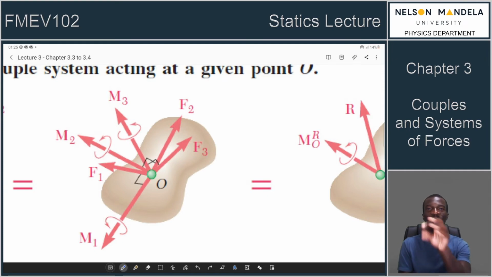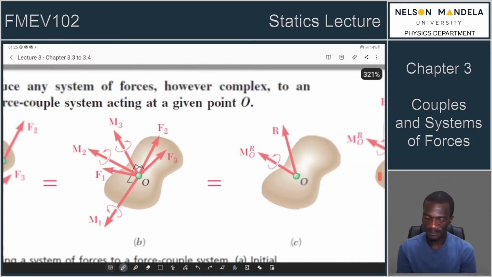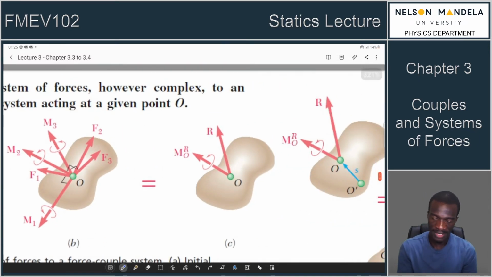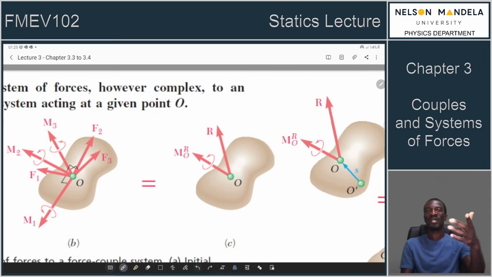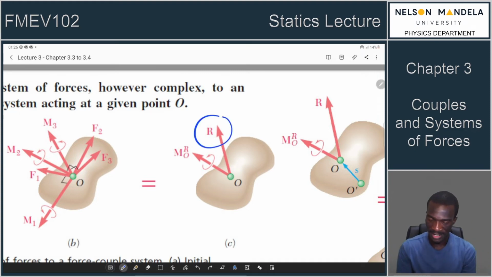Good thing is all the forces are located at one point. All the moments, all the couple vectors, are located at the same point. So if they are located at the same point, then we can add up all these forces. It's just now chapter 2, where you resolve the forces into the x direction, all of them, and you add them up. Y direction, all of them, you add them up and you get a resultant.